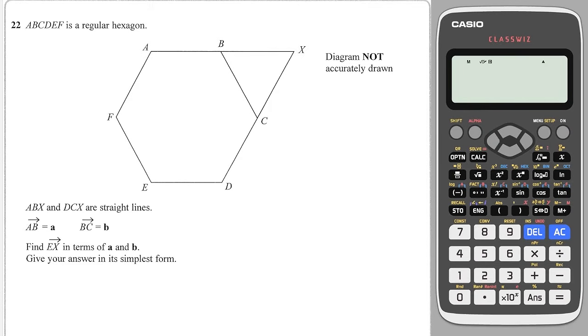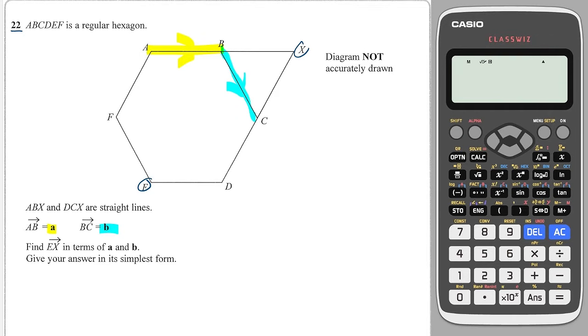Okay, here we go. So all these questions are the back end of the paper. We're looking at questions 22 and onwards. Right, we need to get from E to X, and we know that A to B, I'm going to use highlighters to help us out here, A to B going in that direction is little a, and B to C going in this direction is b. Okay, so how do we get there?